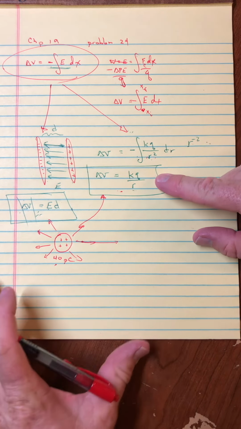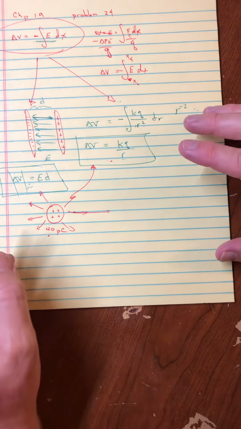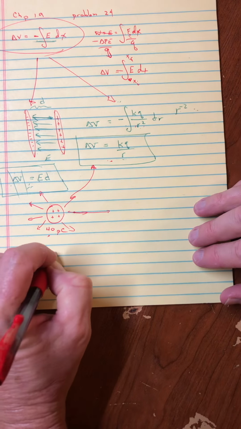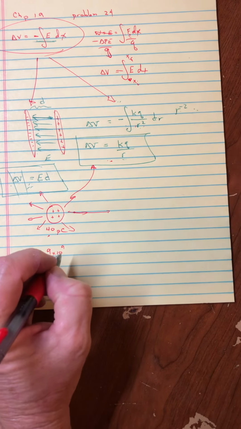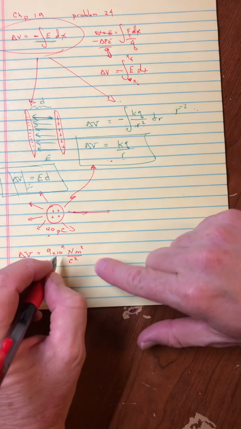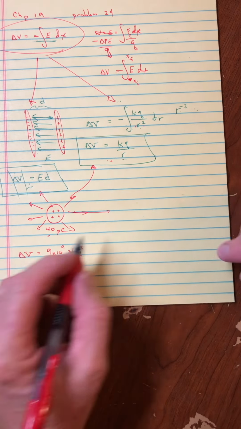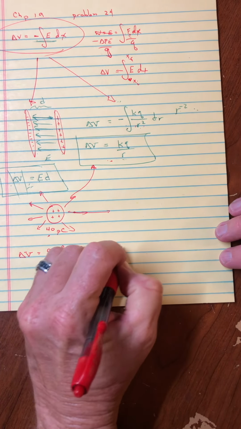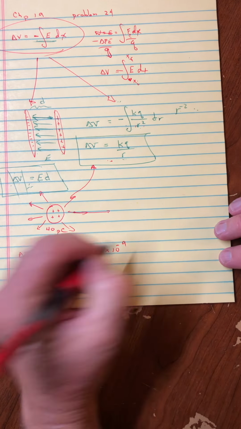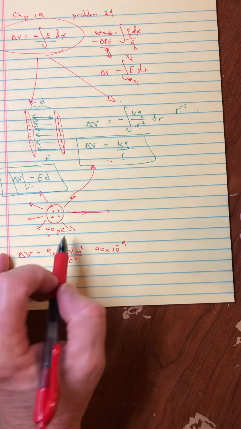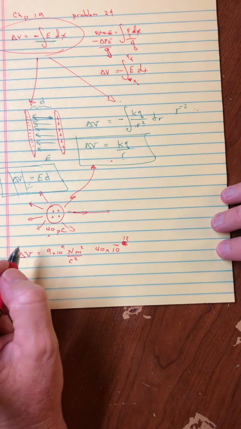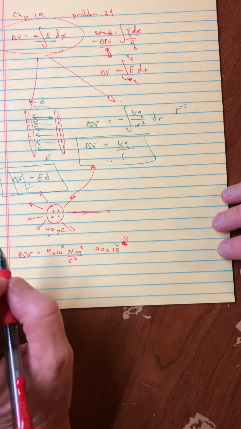So I can just plug right into this equation and get a number. It says, what's the potential near it? I'll put Coulomb's constant, 9 times 10 to the 9th. Remember, the units for Coulomb's constant are newton meters squared over coulomb squared. The charge is the 40, and pico is 10 to the... no, nano is 10 to the minus 9. Pico is 10 to the minus 12. Okay, 10 to the minus 12.